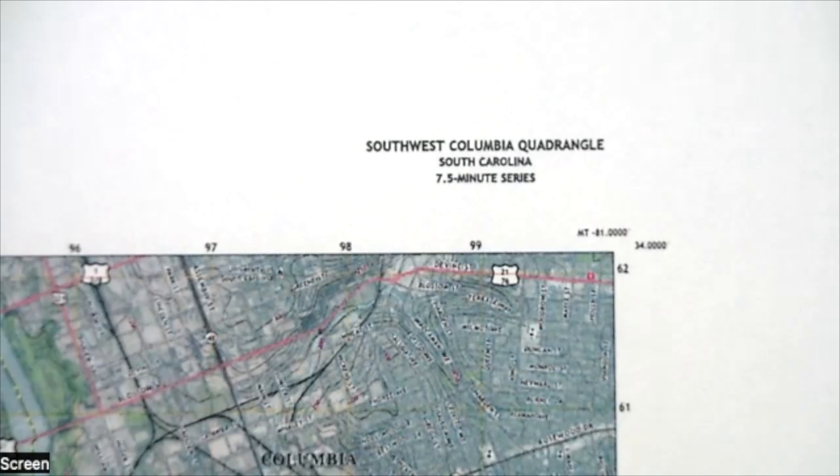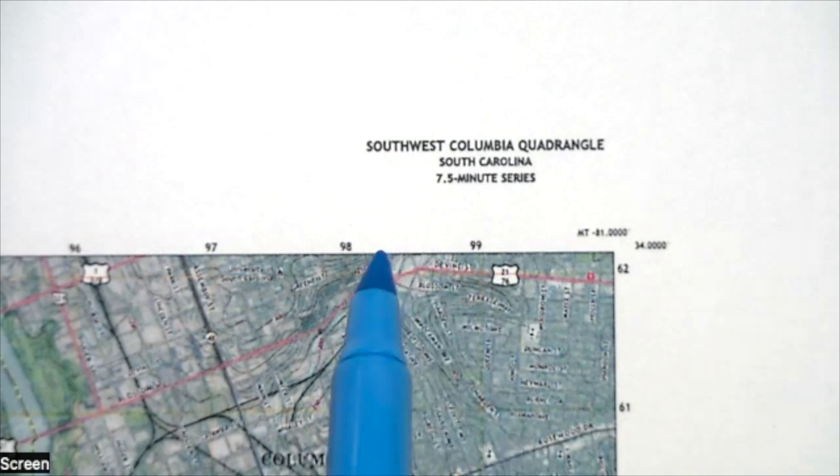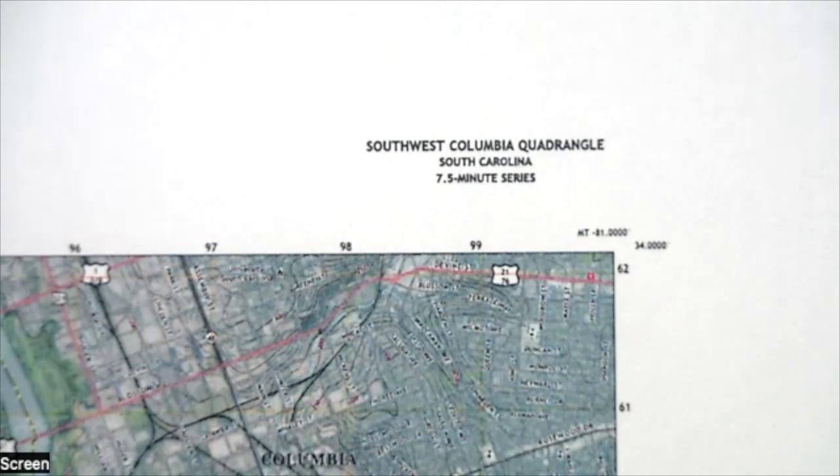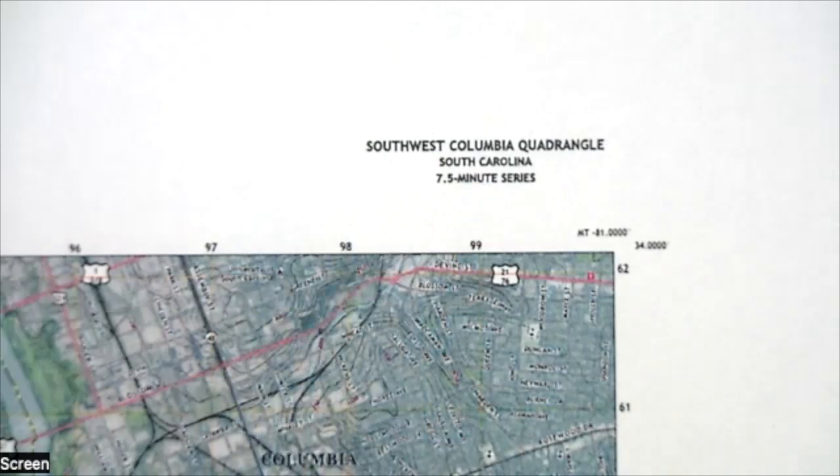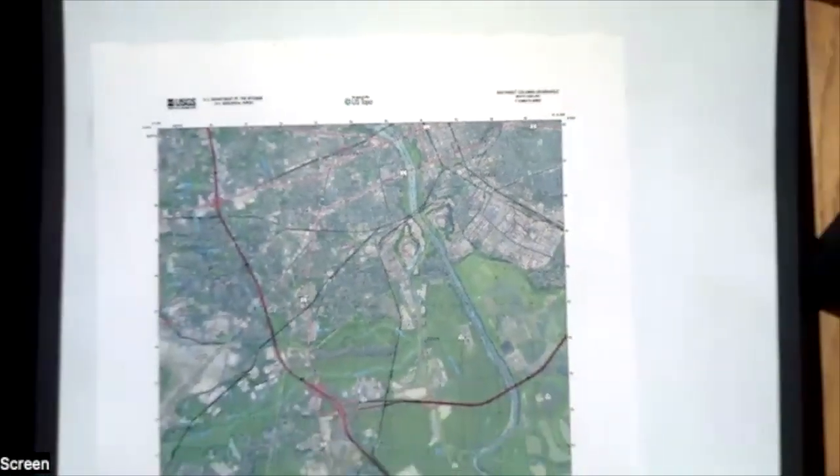Now, because this is a normal map, there's nothing else describing what we would see other than the region. So the three things you would want to find on the actual title are going to be the type of map. Normally it would say something else, but because this is a normal map, we don't get that piece of information. The size, that would be the 7.5-minute series, and the region. In this case, we get both the Southwest Columbia Quadrangle and then a little more generally, South Carolina. So no matter what map you are looking at, that should be the very first thing you look for.